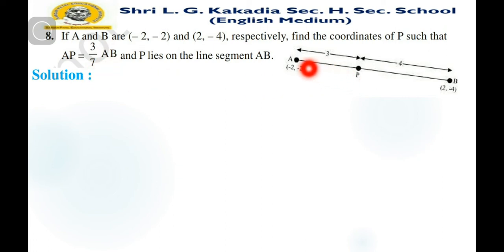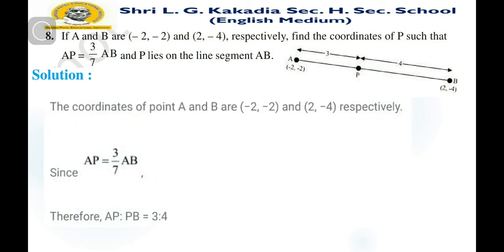The total parts are 7, so 3/7 of AB means AP is equal to 3 and the remaining will be PB equal to 4. So AP is 3/7 of AB, the total parts are 3 plus 4, that is 7, and PB equals 4 parts. So here m1 is 3 and m2 is 4. So easily we can find the coordinates of P.